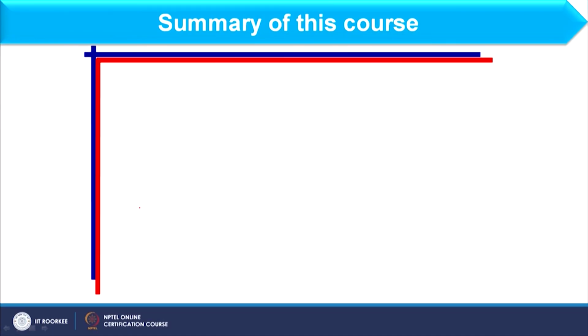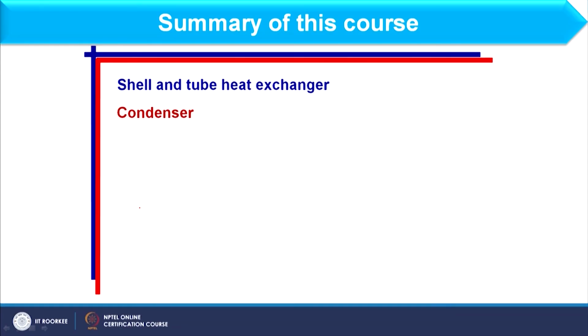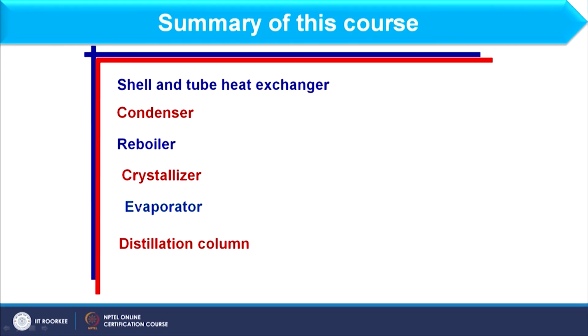Okay. So, this is basically all about this course. Now, here we are going to summarize this course, that is, what we have considered over here. As far as the different equipment which we have considered are concerned, these are basically shell and tube heat exchanger, condenser, reboiler, crystallizer, evaporator, distillation column and packed column.